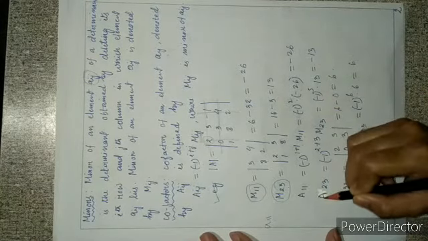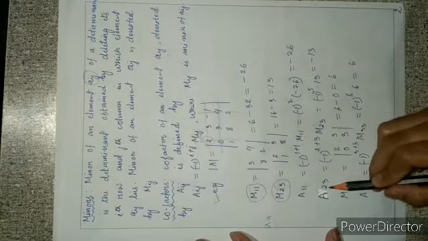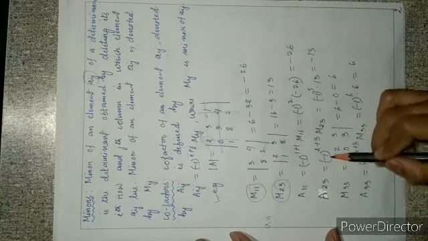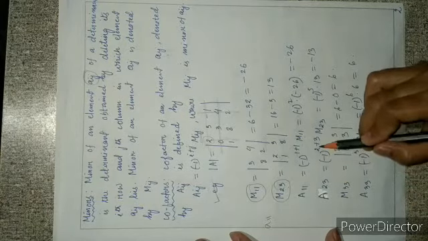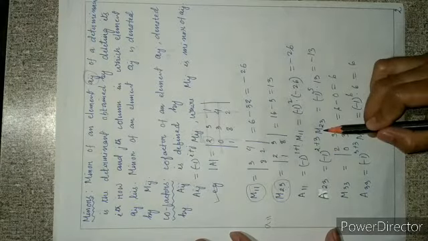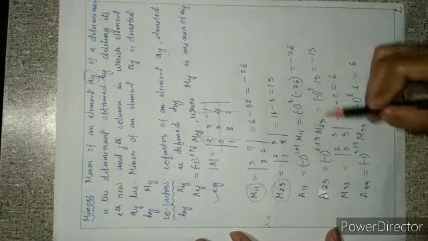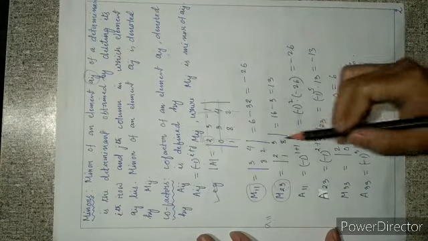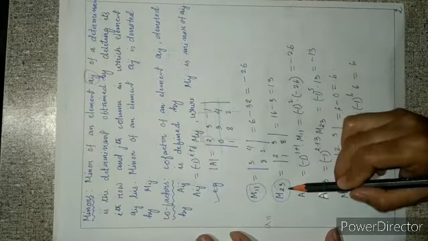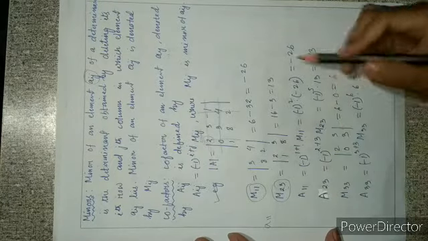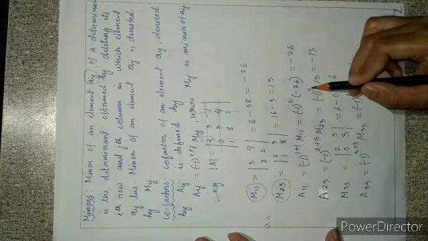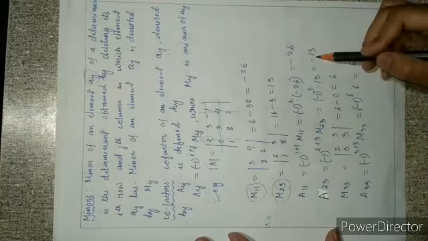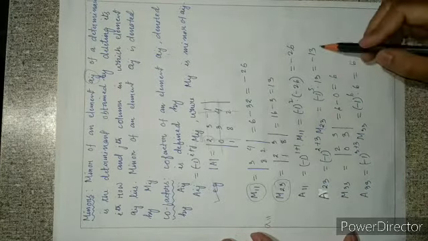Then cofactor A23. Here i is equal to 2 and j is equal to 3. By the definition, A23 will be equal to minus 1 whole to the power 2 plus 3 multiplied by capital M23. 2 plus 3 is equal to 5, and capital M23 is the determinant of the second row and third column, whose value is equal to 13. Since minus 1 whole to the power 5 is odd, it gives minus, so the cofactor value is minus 13.